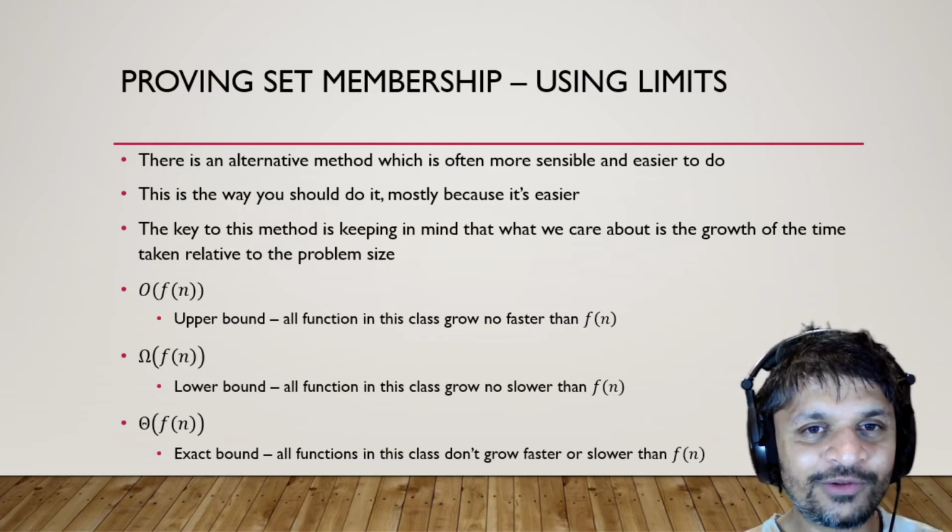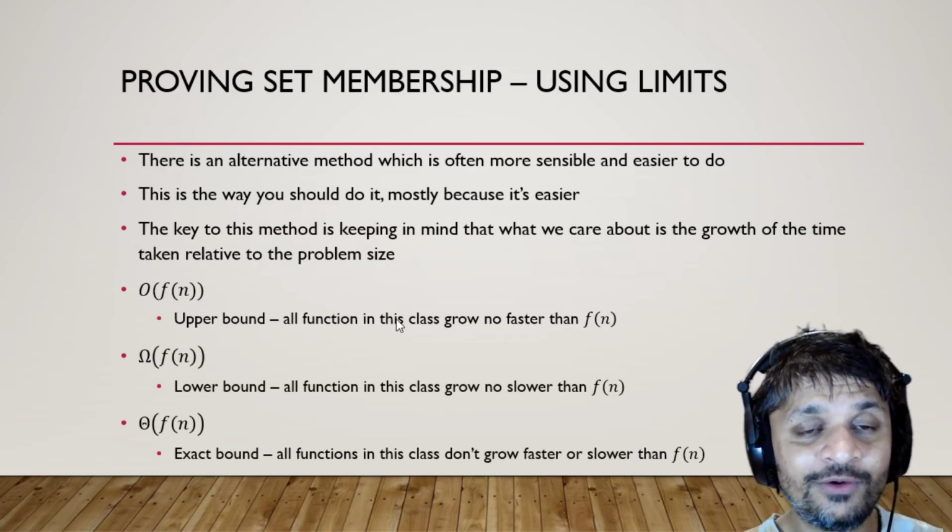So the whole point about using limits, the way we can understand it, is that when we talk about these complexity classes and something being in some set, what we really care about is how the time taken grows relative to the problem size, right? So we can restate our definitions. We can say big O f of n is an upper bound. So what we're saying is the functions in this class don't grow faster than f of n. Okay, meaning the time taken doesn't grow faster than the function that defines the complexity class.